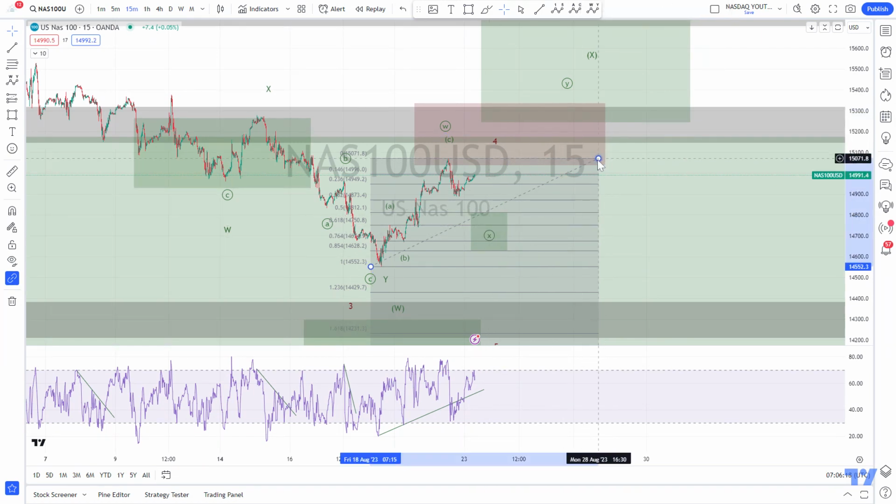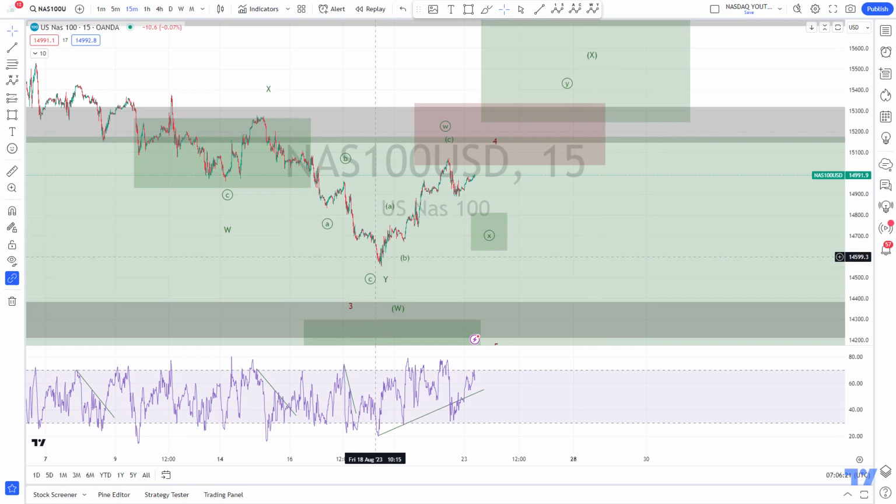Yeah, so we moved in 3 here: 1, 2, 3, A, B, C, wave W. And then now if we would get this wave X also as 3 waves, a corrective move, 1, 2, 3 down into this area, and then from here we can expect another move up to go into this area. So this would be my forecast for the Nasdaq.